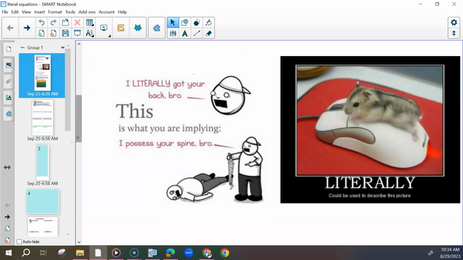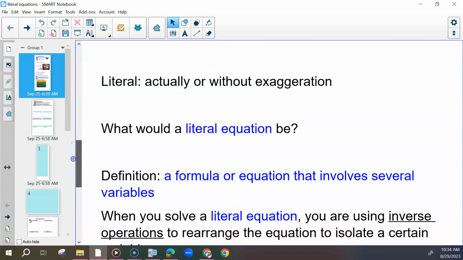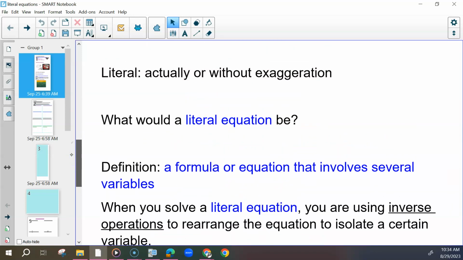So usually when you say I got your back, you don't actually mean this. Hopefully not. And then a little mouse. Right? But in math, it's a little different.